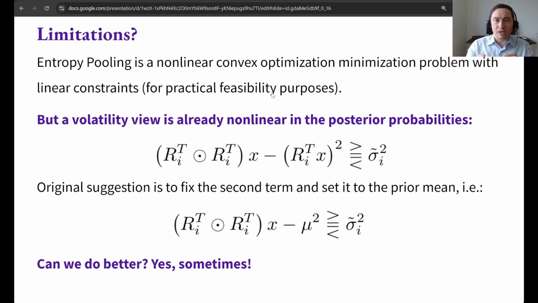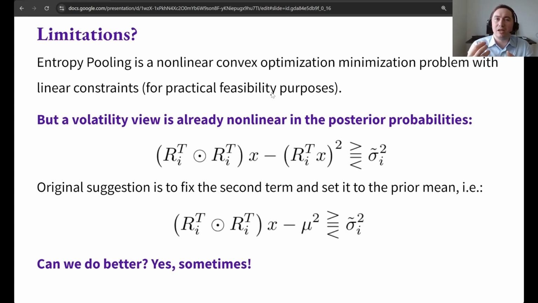All right. So the question is then, what are the main limitations of entropy pooling? Basically the way that the problem is formulated is as a minimization of a convex function, which is the relative entropy, subject to linear constraints on the posterior probabilities. And this makes it so that we can solve the problem in a very fast and stable way, even for very high dimensional simulations of a million scenarios if we want.